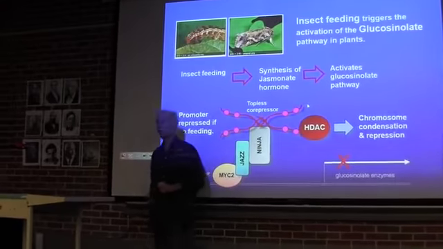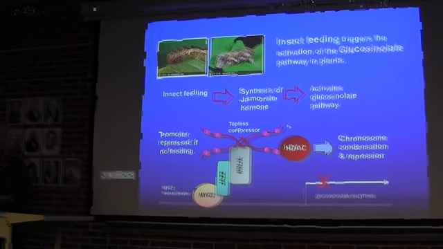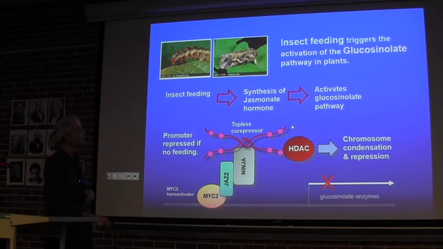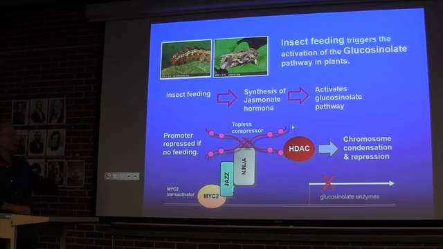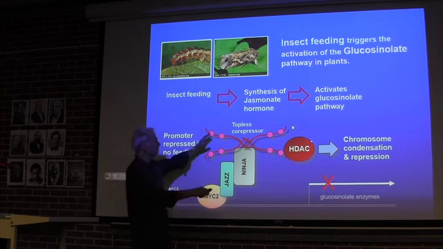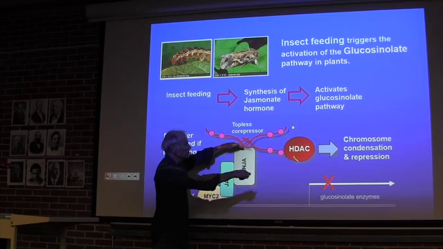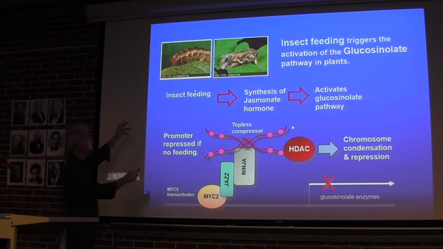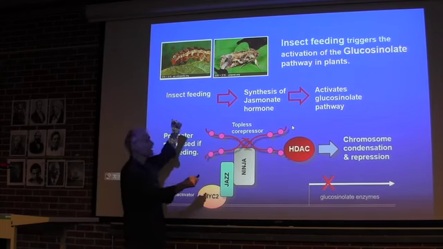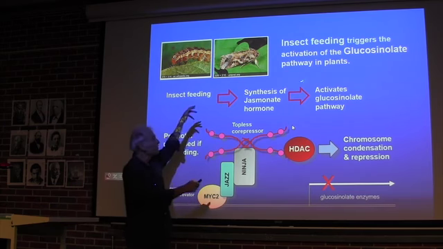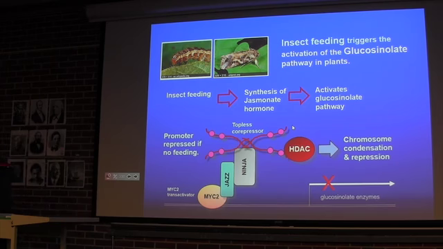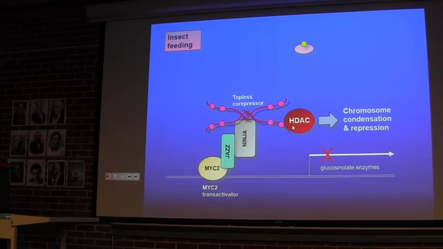This gene, in fact, encodes sort of an arsenic compound, glucosinolate enzymes. These are bad news to insects, and so this is normally kept shut down by its association through a series of proteins with this co-repressor that contains an HDAC through this networking protein called Topless. So when the insect feeds, it triggers the synthesis of jasmonate, jasmonic acid, the signal, and this activates the glucosinolate enzymes. So how does this work?